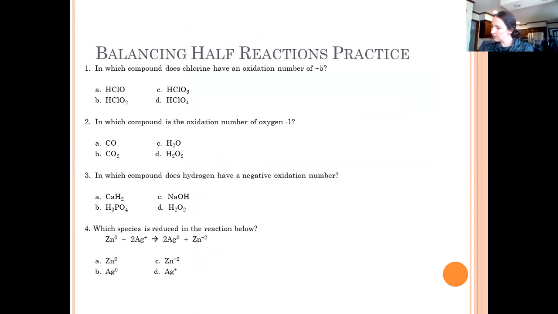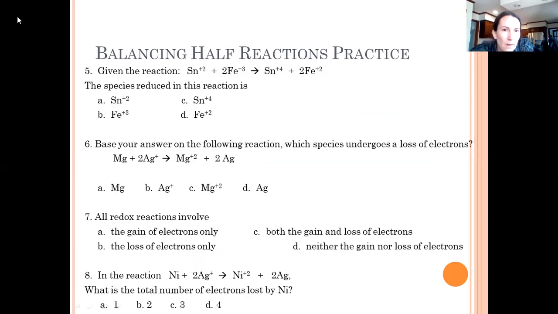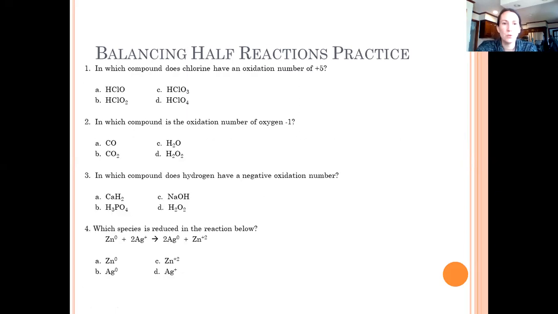Okay, so if you can open up your packet to where we left off, I believe that we're here. There's 8 practice problems that I'd like you guys to try. I just want you to take a look at question number 8. When it says, what is the total number of moles of electrons lost? They just mean what is the total number of electrons lost. So you just look at Ni to Ni plus 2 and how many electrons did it lose. Okay, so push pause, try to answer these questions, and then when you get back, I'll go over the answers.